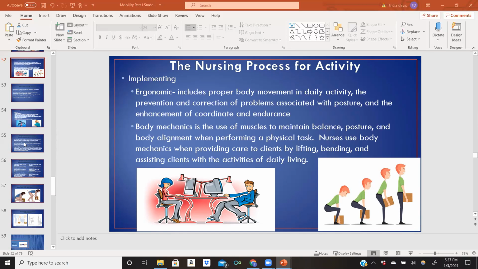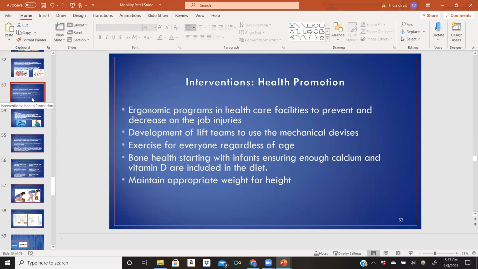And usually whoever you work for, they make you take an ergonomics class because they don't want you to hurt yourself. So usually yearly you wind up taking an ergonomics class. So there are ergonomic programs in healthcare facilities. They prevent and decrease on-the-job site injuries. They develop lift teams to use mechanical devices. Exercise for everyone, regardless of age. Everybody should be enrolled in an exercise class.